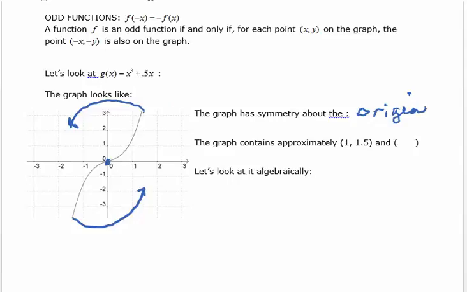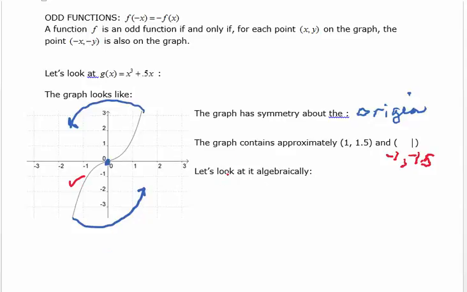Now, if you look at this, you can see that on the graph we have the point 1 and 1.5 right there. And if it's true, what it says up here, if we have x, y, we should have negative x, negative y, then I should also have negative 1, it won't fit in there, and negative 1.5. So if I go look for negative 1 and I look at my graph, there it is at negative 1.5. So we can see the symmetry there.